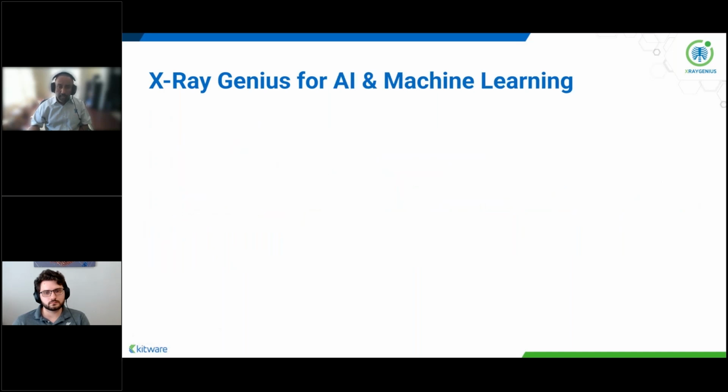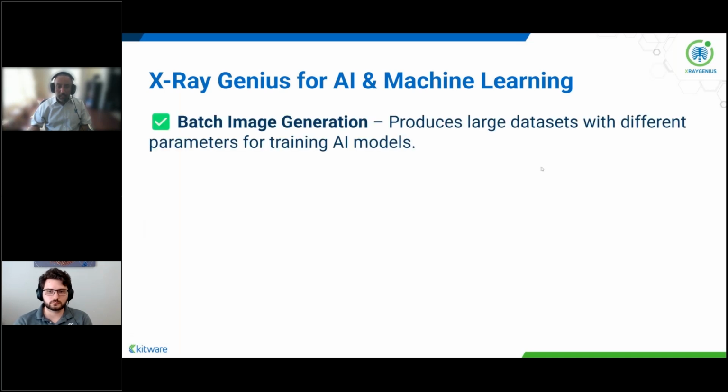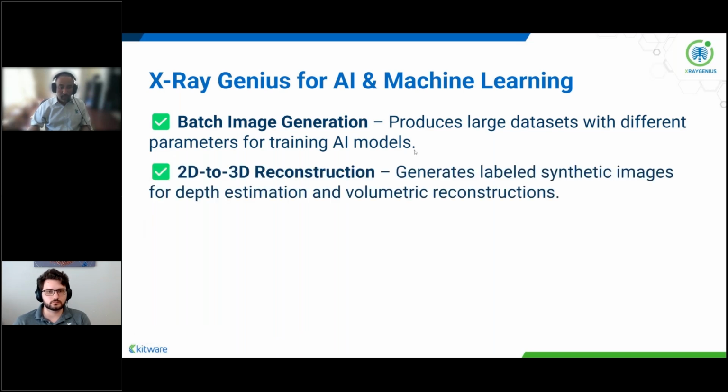So when we look at the role of X-ray Genius in AI and machine learning, we can use X-ray Genius to generate large data sets of images that you can use for training your AI models. We also have customers using X-ray Genius for generating labeled synthetic images for 2D to 3D reconstruction. X-ray Genius supports AI-driven depth estimation and volumetric reconstruction that's critical, especially in the orthopedic industry.